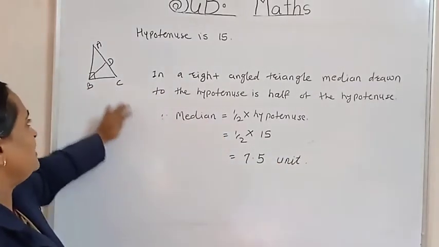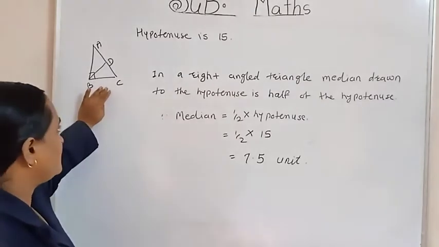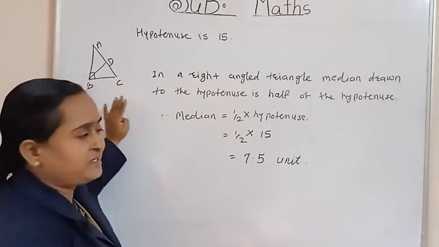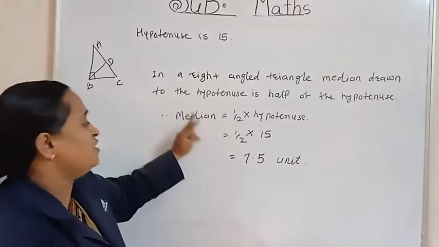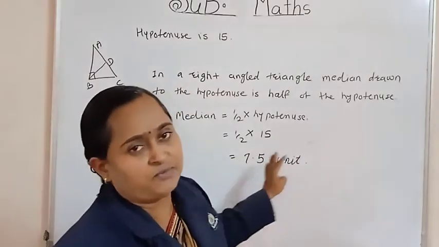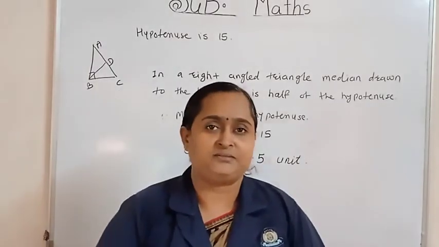Now in this example, the diagram is not needed for our understanding. I have drawn this diagram, but actually there is no need of this diagram. Easily you can get the answer. Median is half of the hypotenuse. Therefore the median you will get is 7.5 unit.